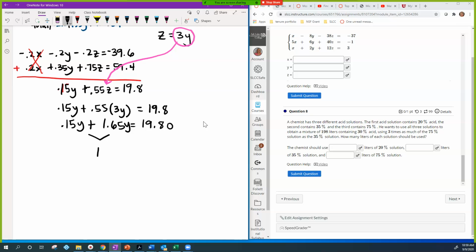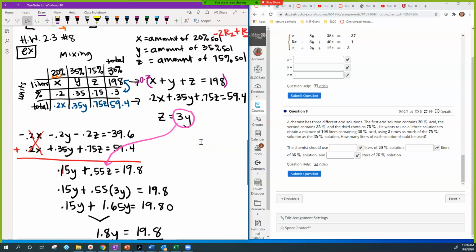And so 1.8 y equals 19.8. And then now we'll divide by 1.8. So that would be 11. Seems like it might be a good idea to change those to whole numbers for me. I can't believe how many mistakes I made there with my decimals. All right, so what did I just find then?